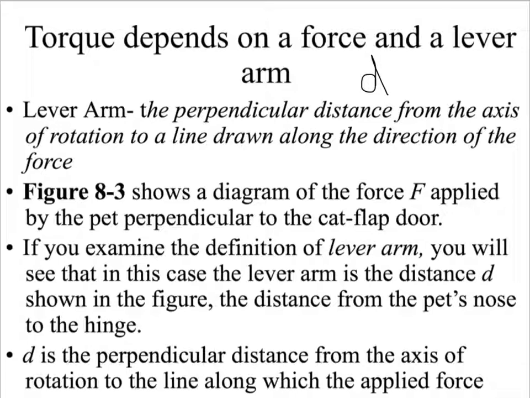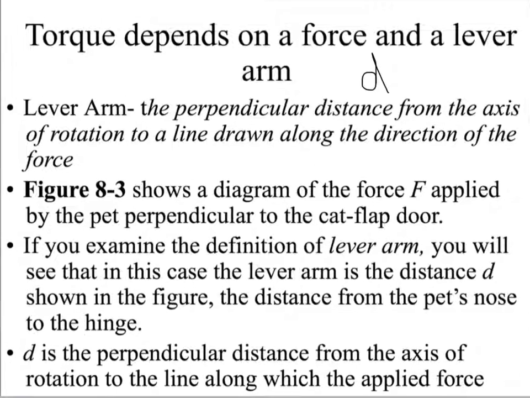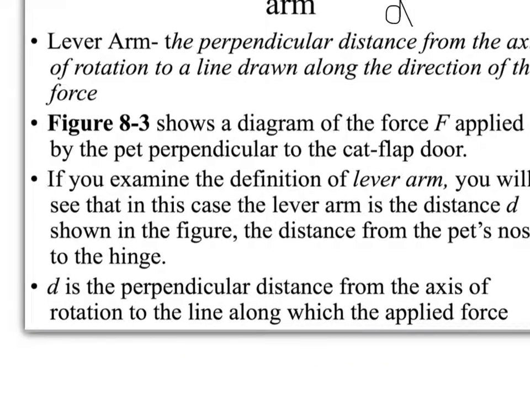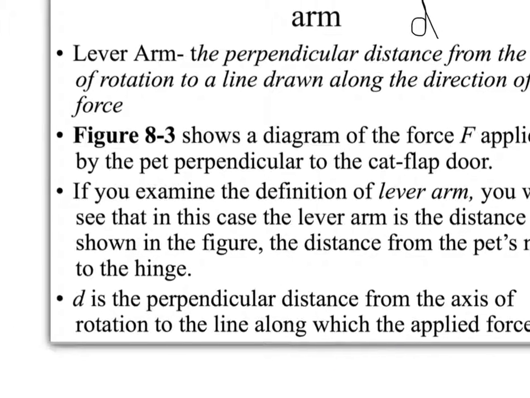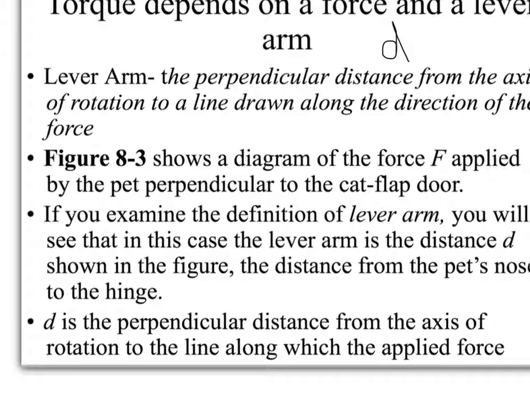We may think of a lever arm as something used to pry, and that's exactly what it is. You're rotating the lever arm around some point to pry on the other side. All right, so D is the perpendicular distance from the axis of rotation to the line along which the force is applied. And we'll take a look at more of these as we go through this.